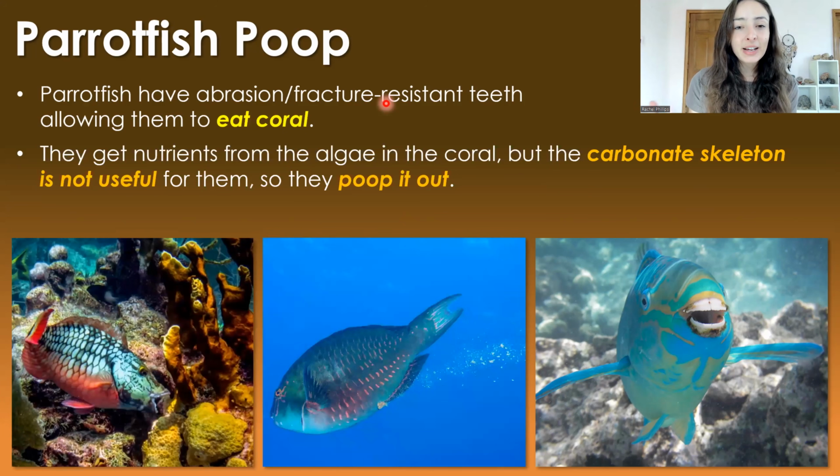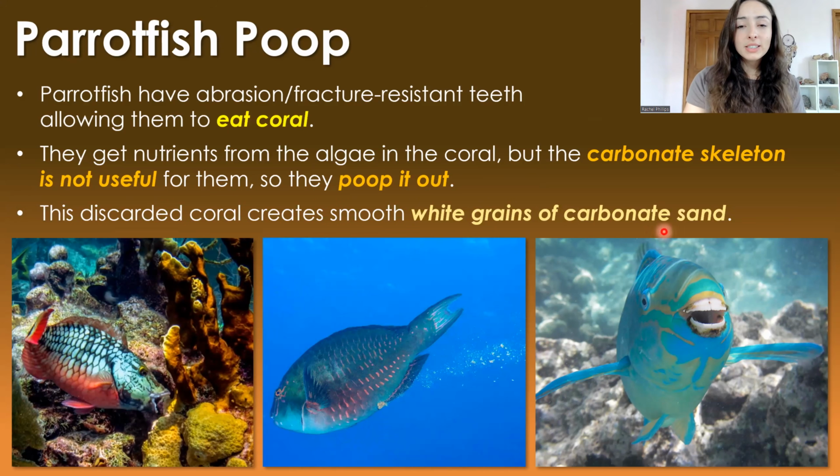Why the heck are they eating coral? Well, they eat it to get nutrients from the algae that's in the coral. But the coral itself, the carbonate skeleton of the coral, is not useful for the parrotfish. So they get their algae and they poop out the coral part that they don't need. And this poop makes up white grains of carbonate sand that makes up a surprising amount of carbonate beaches.